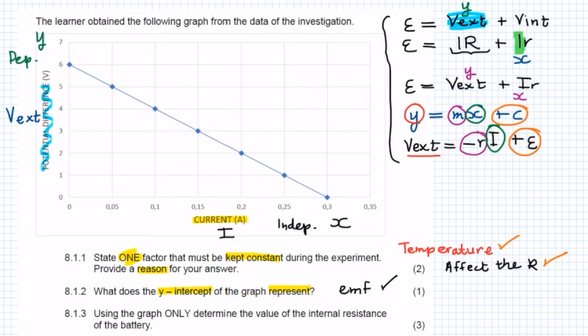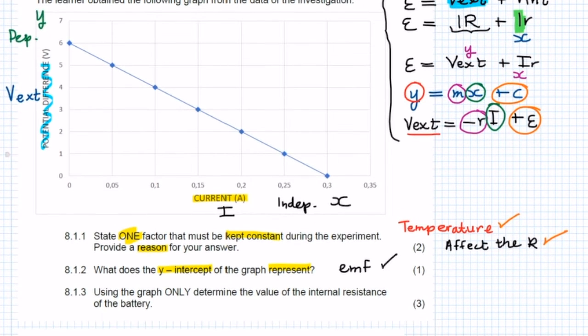Question 8.1.3 says, using the graph only. Now grade 12s, if they say only use the graph, it means that you're either making use of the area underneath the graph, or the gradient, or perhaps a y or x intercept, but you may not make use of a formula. They say using the graph only, determine the value of the internal resistance of the battery. Remember, internal resistance has the symbol small r. Remember, by manipulating the equation, we found that the gradient is equal to negative the internal resistance.